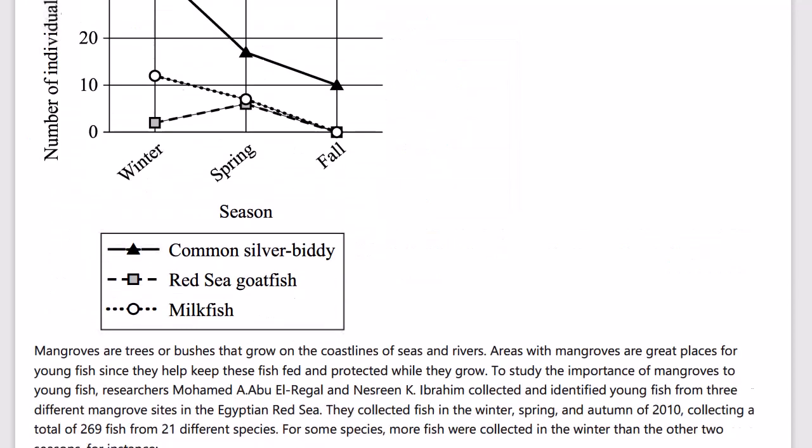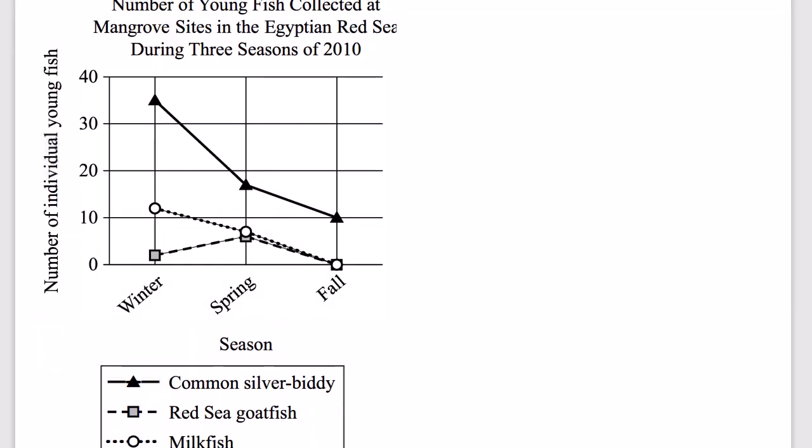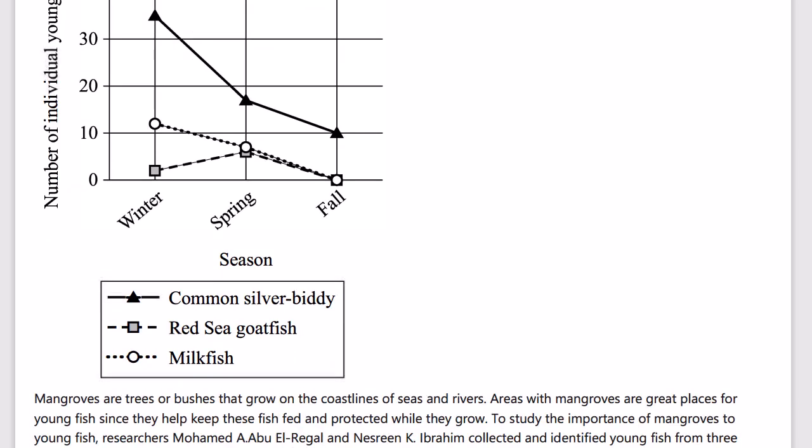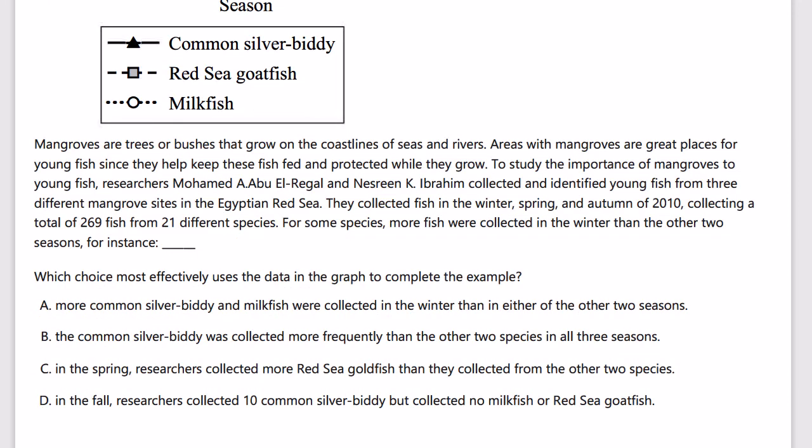Okay, we've got a command of evidence quantitative. Looks like we've got a chart with the number of individual young fish that's declining into the fall from the winter, and 3 types of fish. Okay, let's see what's going on. We need to effectively complete the example. So we're going to again use something from the chart here that completes the example given here.